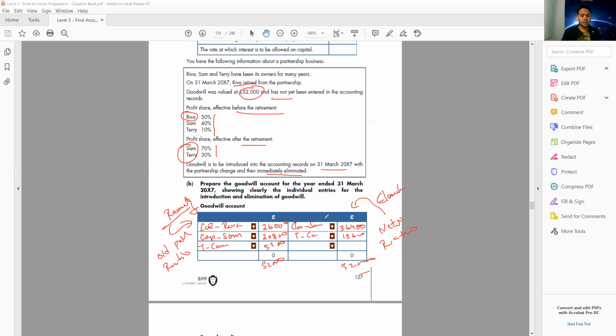So this journal, please remember, this one will come in the exam. So don't be confused. When you record the goodwill, you record on the debit side. When you eliminate it, eliminate on the credit side. When you record it, it is with the old ratio; when you eliminate it, it is with the new ratio. So the journals and everything are in chapter 4 on partnership, you can read yourself if you're confused for any reason.